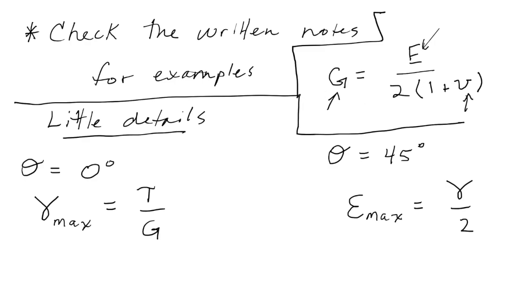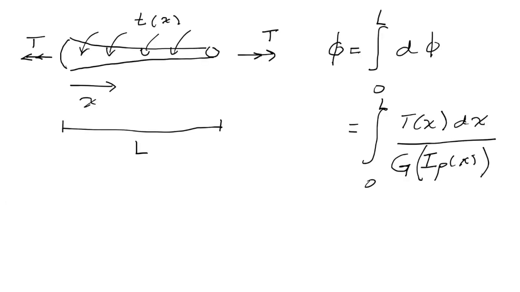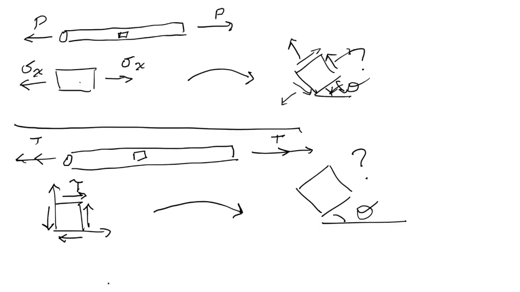Okay, so to summarize what we've learned so far, we took a look at the non-uniform torsion case, and we used this derived formula from the torsion formula that relates angle of twist to applied torque T. And then we noticed that we could either break it into a sum, or we could break it into an integral, depending on the nature of the changes in the cross-section and the applied loads. And then we moved to this idea of pure shear. Okay, so this is called pure shear.